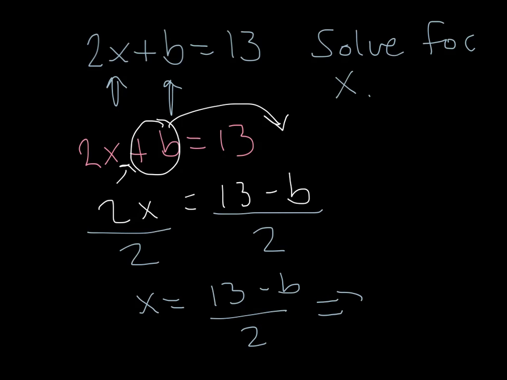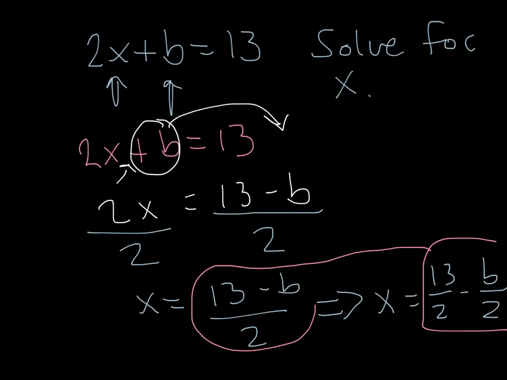Or you could write it this way. x is equal to 13 over 2 minus b over 2. These two parts right here that I'm circling in red, these are equivalent. You can split a fraction that has a common denominator and two things in the numerator into two separate fractions, or you can just leave it as one division problem. It doesn't matter, and I'm not picky. Any one of these forms I would consider correct.